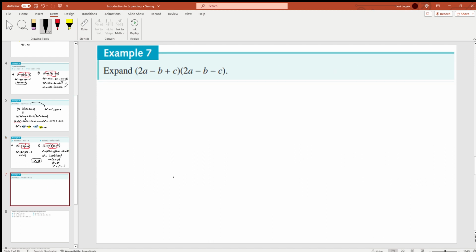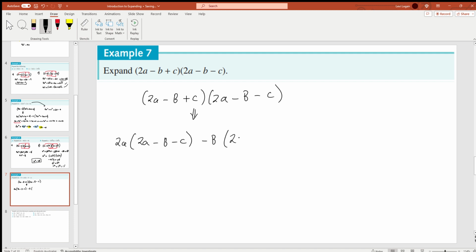Alright, so this one's a bit different because there's no numbers involved. So what that means is we're going to probably have to use our index laws and add the indices for a lot of them. So we can see we've got 3 terms here. So what we're going to do is write it out separately. So 2a minus b plus c. 2a minus b minus c. So we can rewrite this as 2a times by 2a minus b minus c, minus b times by 2a minus b minus c, plus c multiplied by 2a minus b minus c, and all we're going to do is multiply them individually.